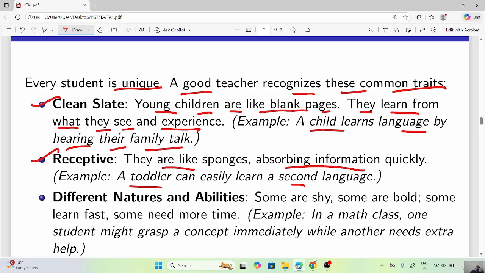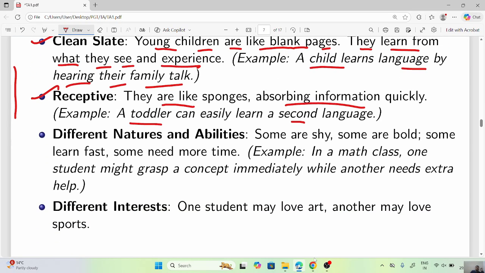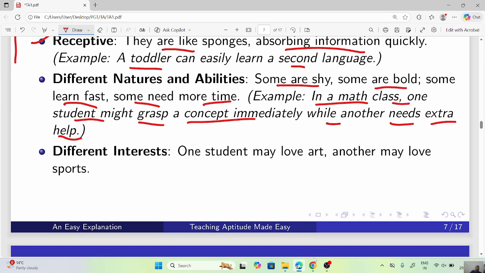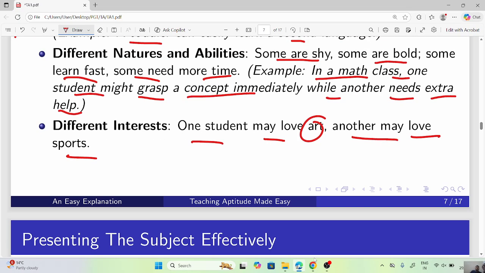And after that, different nature and abilities. Some students are shy, some are bold, some learn fast, some need more time. For example, in math class, one student might grasp a concept immediately, while another needs extra time and extra help. Then after that, different interests. One student may love art and another may love sport. Another may love singing.